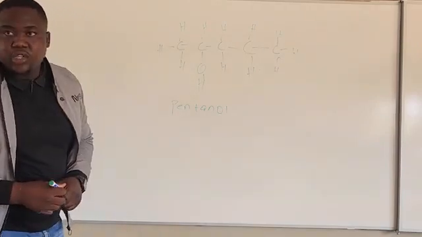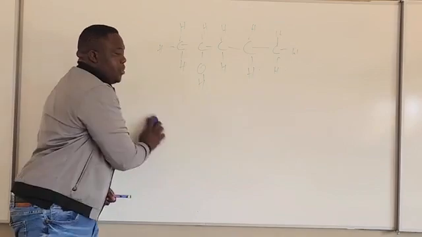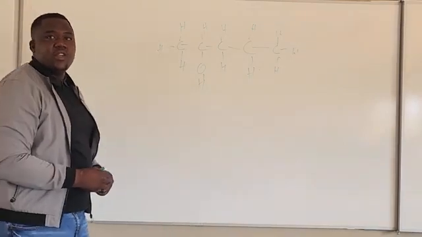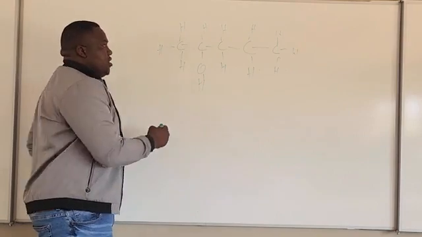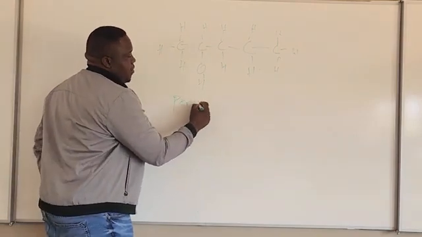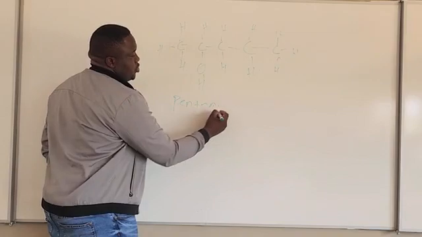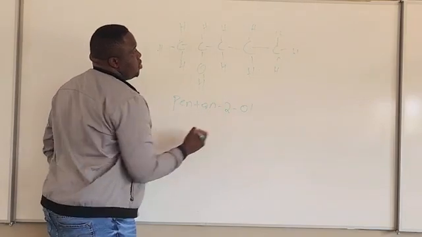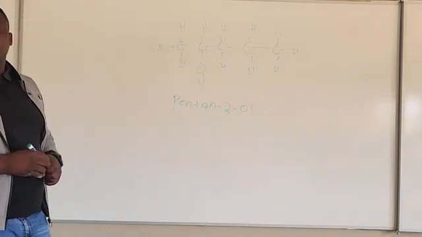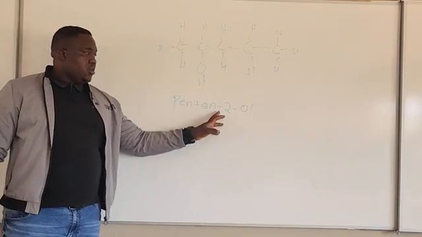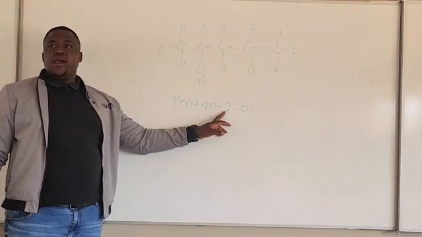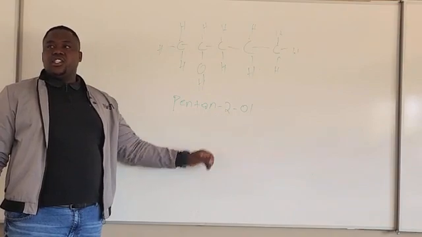Yes. But I told you that we are not supposed to just write pentanol. We need to indicate where the OH is, right? So this one will become pentan-2-ol. Is it correct? Yes. The OH is here. OH is at carbon number 2. This 2 represents the position where the OH is.